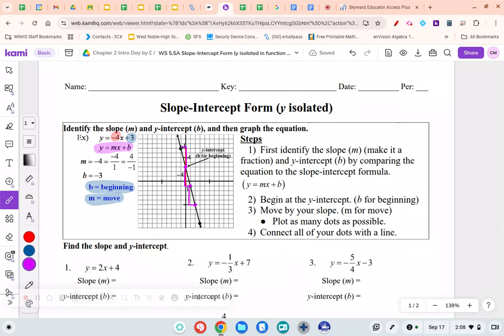So if we read through the steps over here, it says first identify the slope m, make it a fraction if it's not already, like we did here, and y-intercept b by comparing the equation to this slope formula. Sometimes they're not written like this though, you might have to rewrite them into y equals mx plus b. Begin at the y-intercept, which is b, and then move by your slope, which is m. Plot as many dots as possible, and then connect all of your dots with a line. Reminder, don't be lazy, don't be crazy. Make sure you actually draw a straight line with arrows that goes off of the graph.